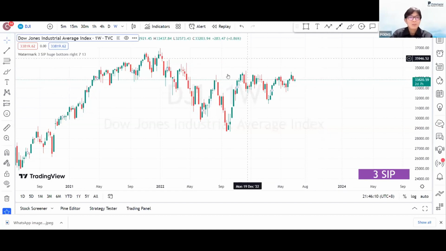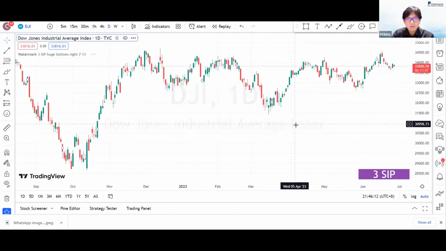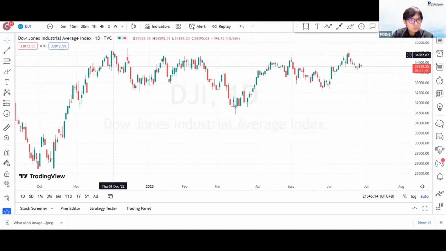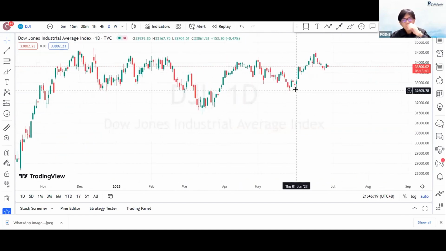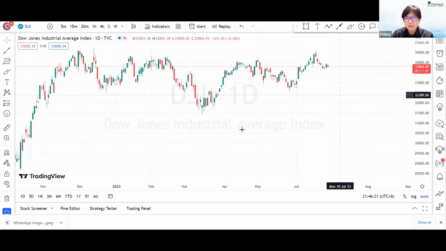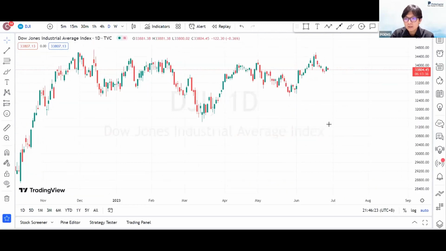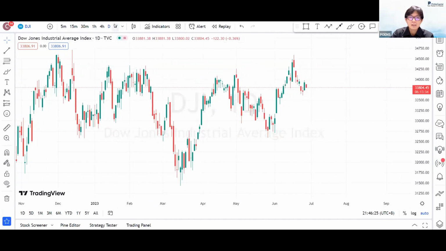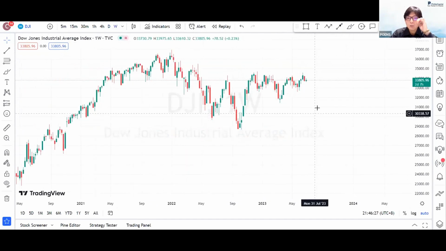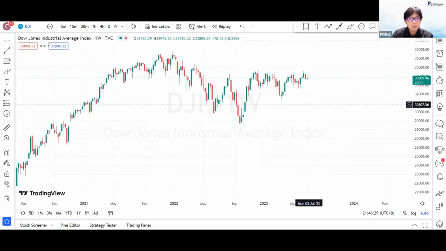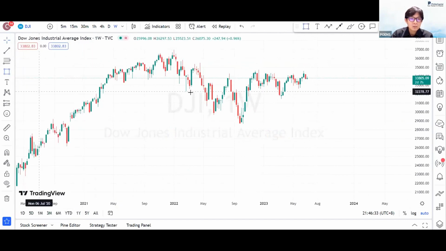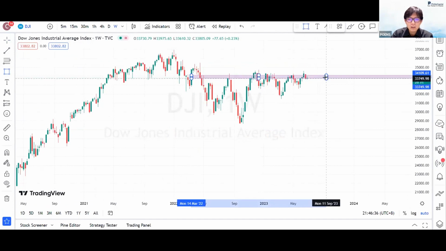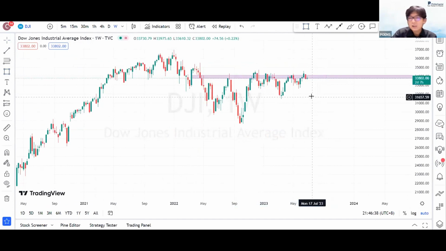For the start, I will go through Dow Jones first, then the indices, gold and WTI crude oil. I will basically just go through the daily and weekly charts, to give you a bigger picture of what the trend is at the current moment. For Dow Jones, we are currently sitting at a delicate level.